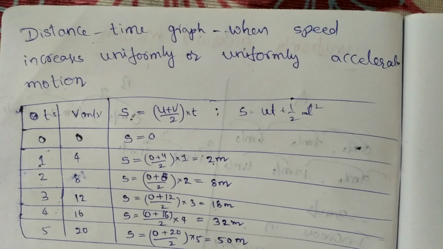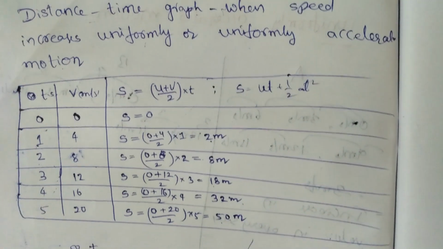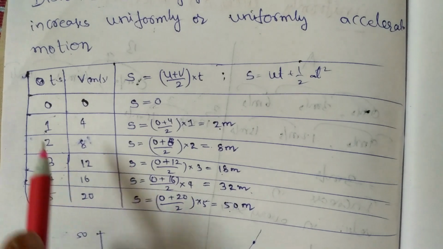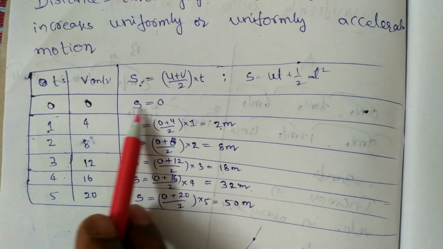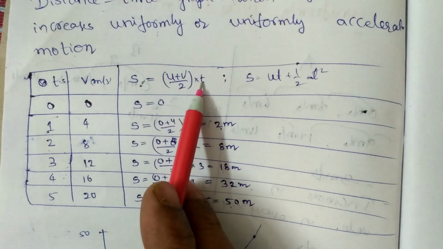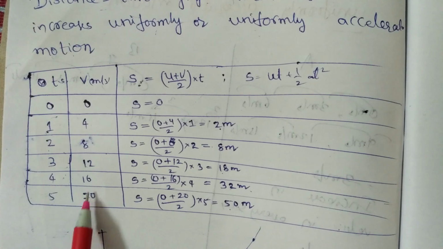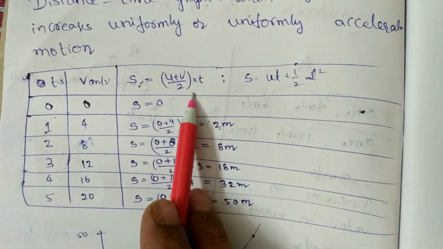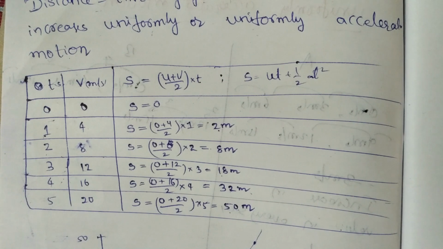Now we have to draw the graph between distance or displacement versus time. So in every case we have to calculate the displacement covered by the object. As initially the velocity is 0, the displacement will be 0. For calculating displacement, I am using the formula (u plus v) by 2 into t instead of ut plus half at squared, because I have the final velocity and also the time. Using this formula, the calculation will be simpler.